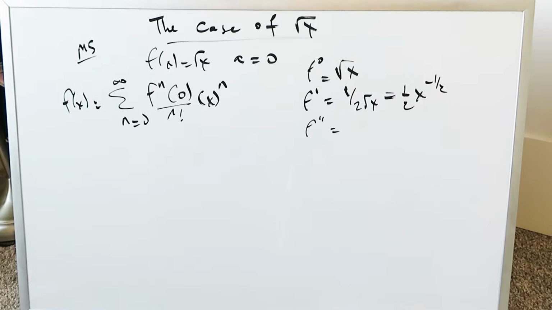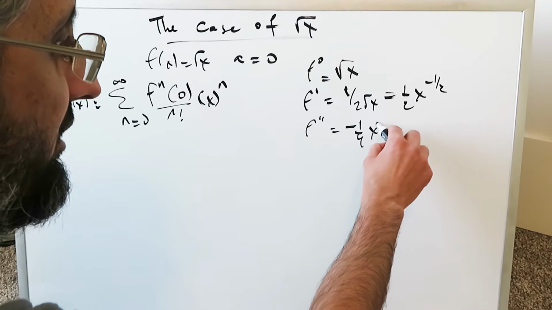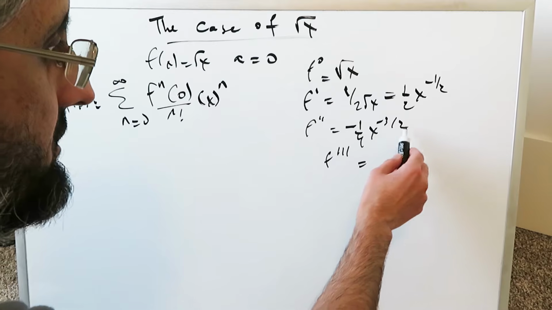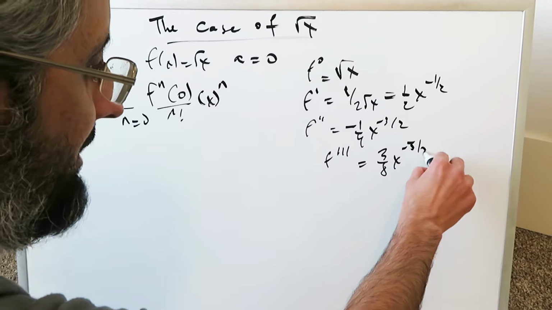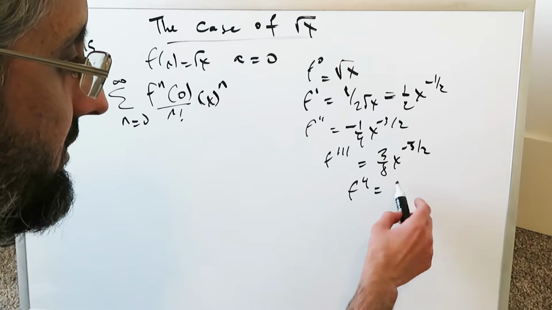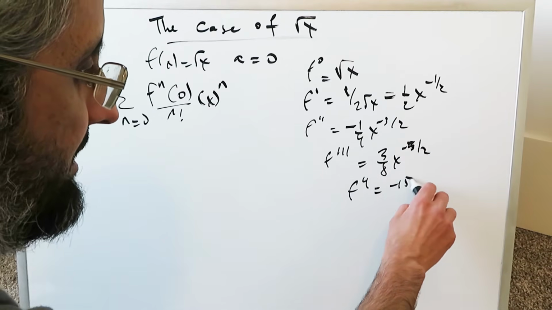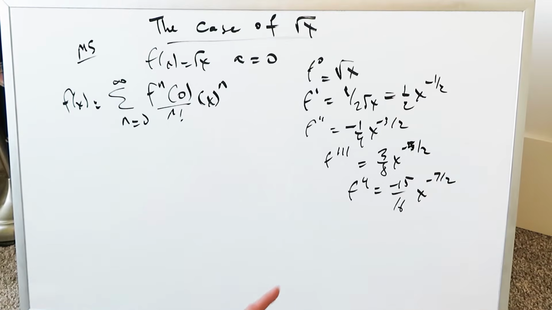When you're looking at the second order derivative, you'll have a minus 1 over 4 x to the power minus 3 over 2. When you're looking at the third order derivative, you're going to have a 3 over 8 x to the power of minus 5 over 2, and then this is a fourth order derivative. You have coming out a minus 15 divided by 16 x to the power of minus 7 over 2. We'll stop right there at the fourth order derivative.